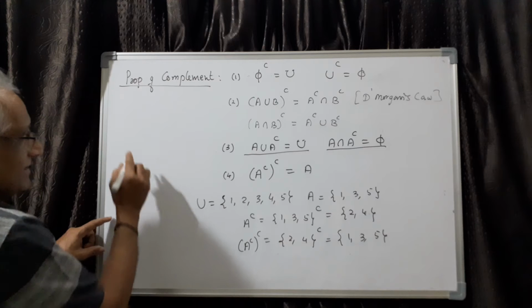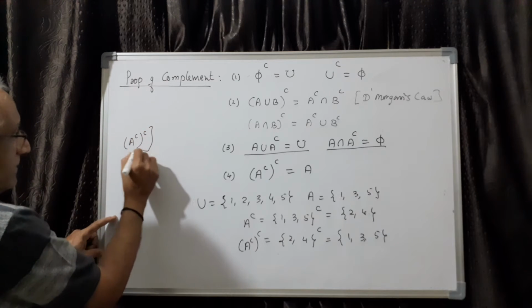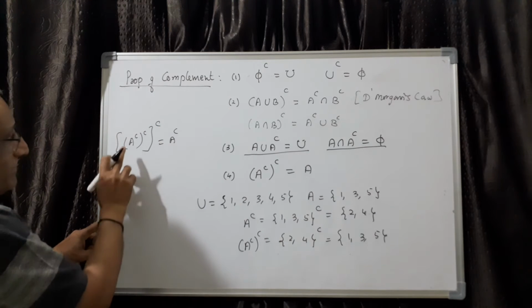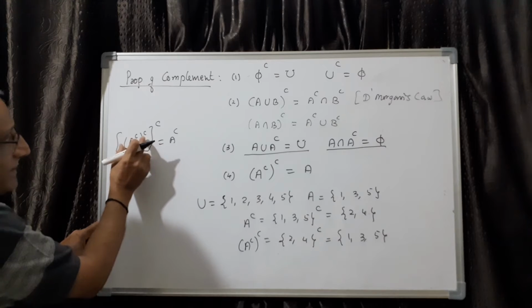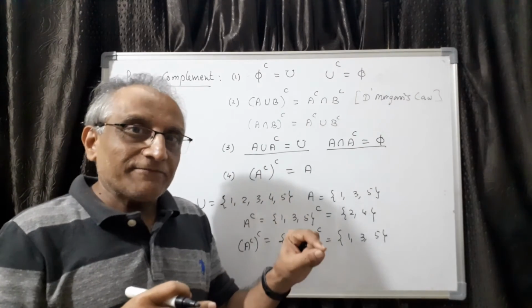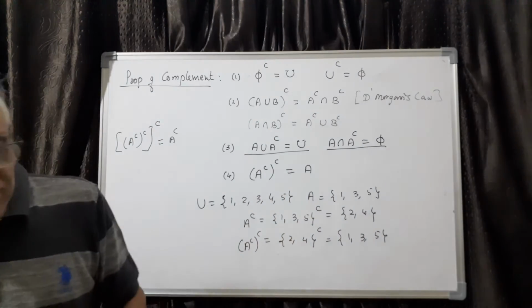Therefore, this law can be extended. For example, A complement, then complement, then complement. If it is A complement, because A complement complement is A, its complement is A complement. So if you take it 4 times, it will be A only. 5 times it is A complement. So that is the generalization of the law.